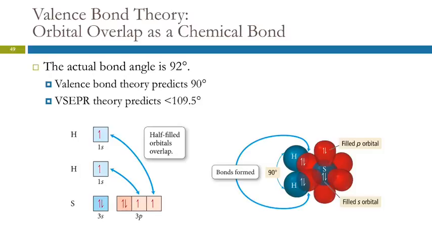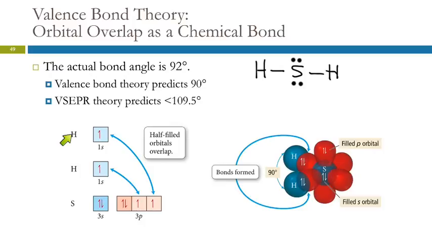So let's look at H2S. For H2S, we can draw its Lewis structure. It's going to look like this. And from VSEPR theory, we could predict what the shape of that is. But let's look at what happens when we think about overlapping orbitals.